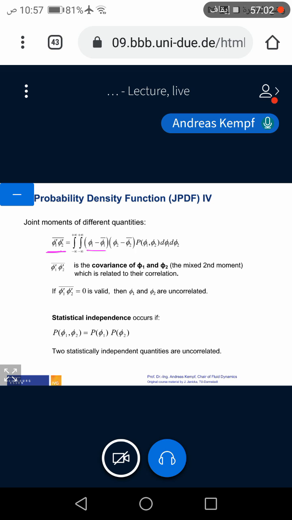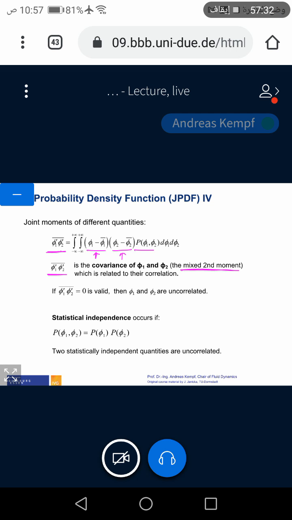We would calculate it from phi 1 minus its mean value, phi 2 minus its mean value. So this here is the deviation from the phi 1 mean. This is the deviation from the phi 2 mean. And the probability density gives us this quantity. And this quantity is the covariance of the two quantities phi 1 and phi 2. It's also referred to as the mixed second moment. And this is related to the correlation.